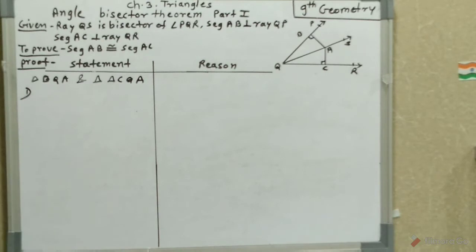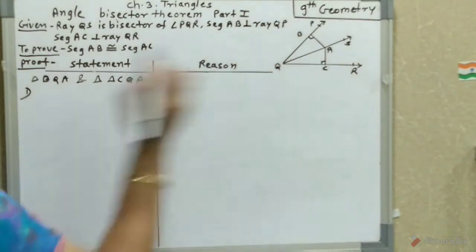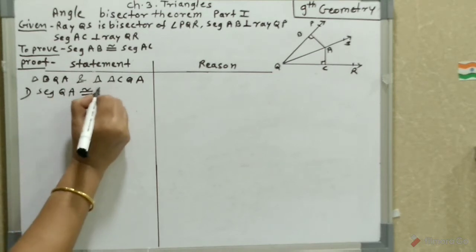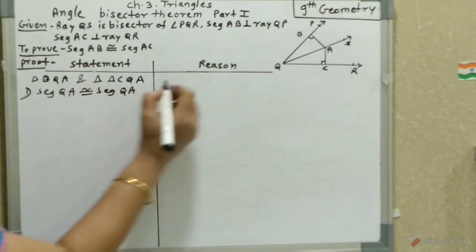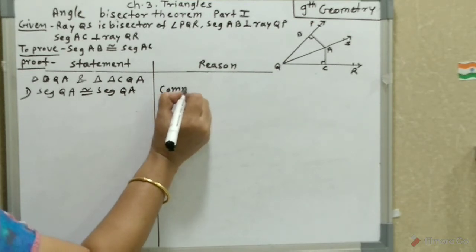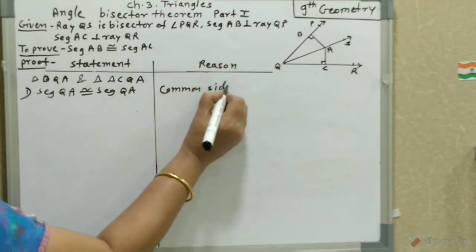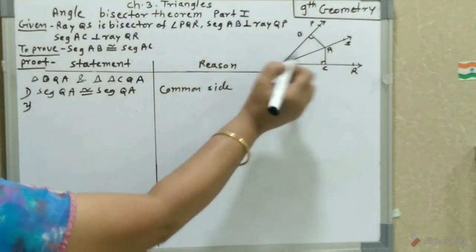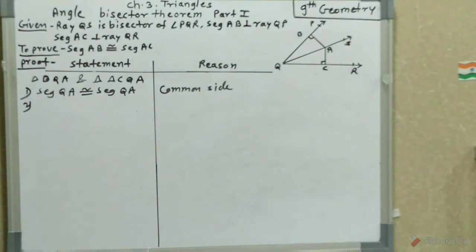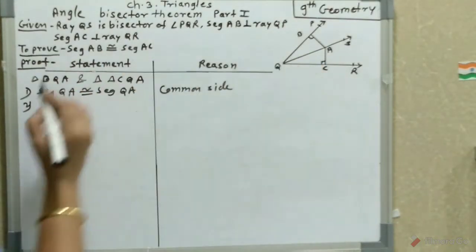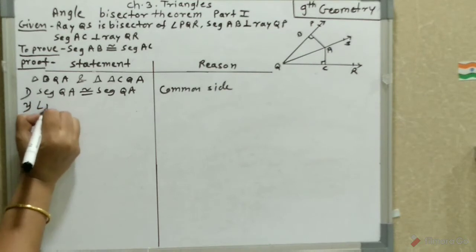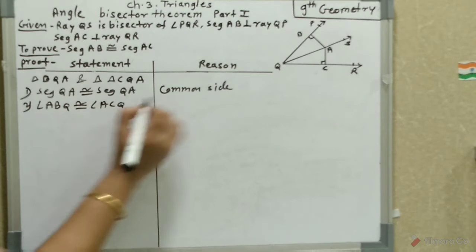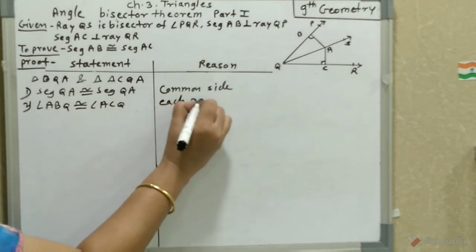In these triangles, QA is a common side. So we write here segment QA congruent to segment QA. Write the reason here: common side. Okay. Now what is next? The angles ABQ and ACQ are each 90 degrees. They are perpendicular, so they are congruent. So angle ABQ is congruent to angle ACQ, each 90 degrees.